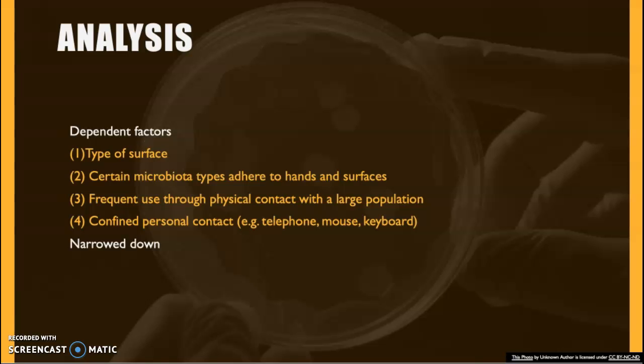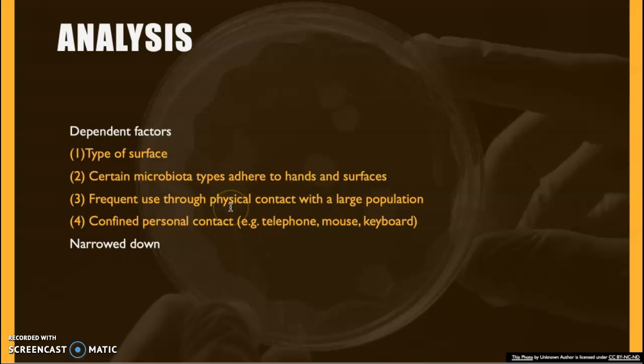So for the analysis, I found that there were 4 different dependent factors that relate to the spread and contamination of certain areas. The type of surface, obviously. So if the surface is rough, or wet and damp. Certain microbiota types adhere to hands and surfaces, so microbes are really picky of where they reside.